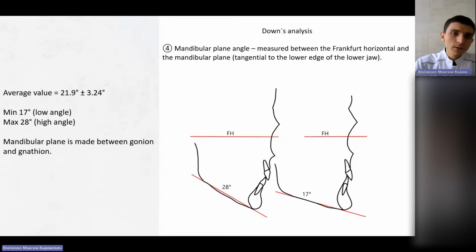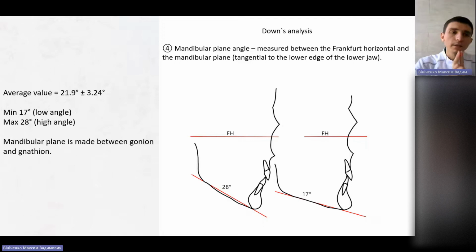Mandibular plane angle is very important. In other analyses, they call this the FMA, Frankfurt mandibular plane angle. It is very important to know the mandibular plane angle. It is measured between the Frankfurt horizontal plane, FH plane, and the mandibular plane, tangential to the lower edge of the lower jaw. The average value must be 21.9, plus or minus 3.24.